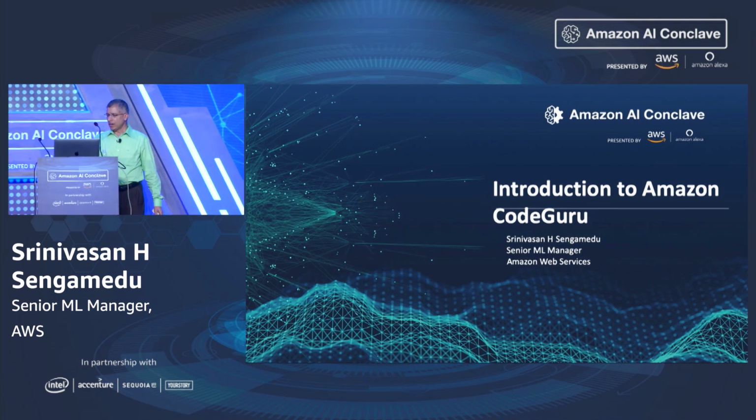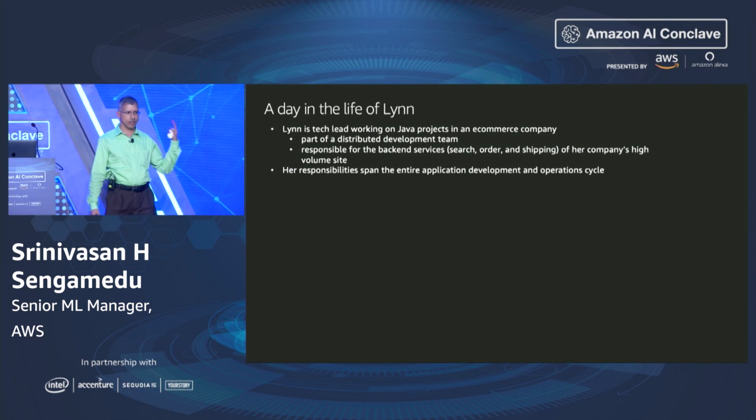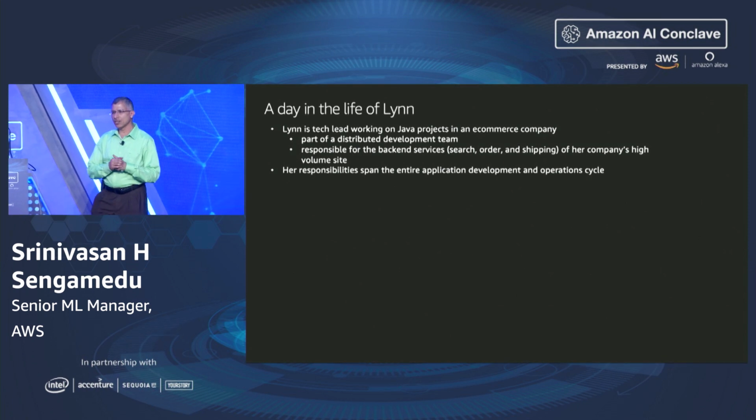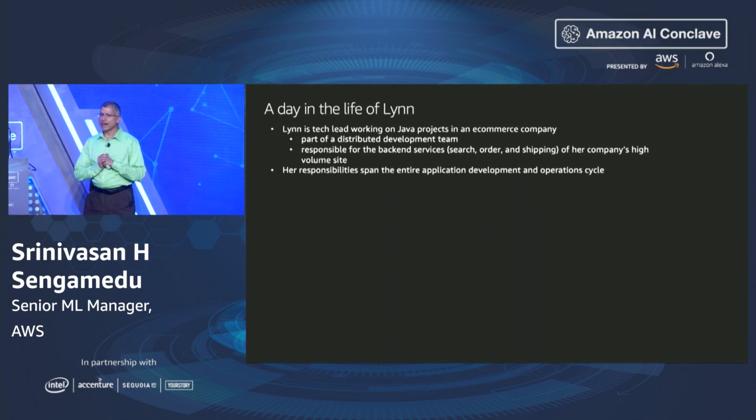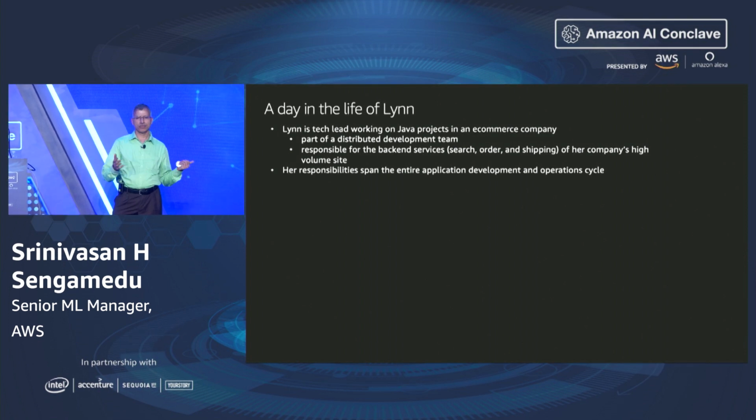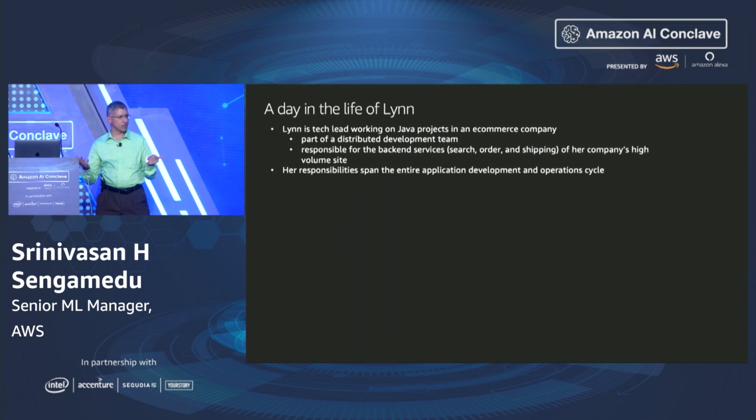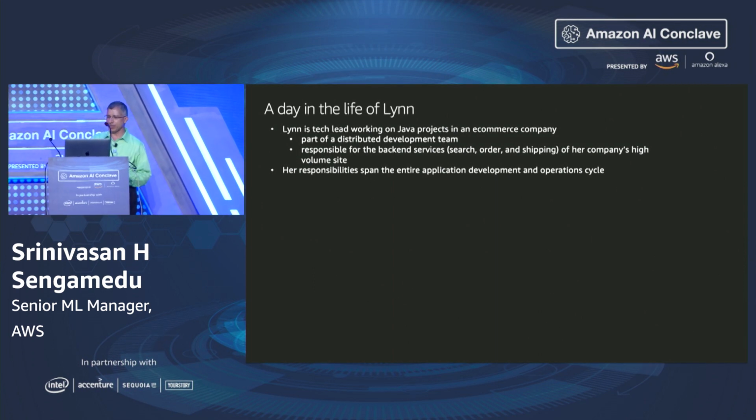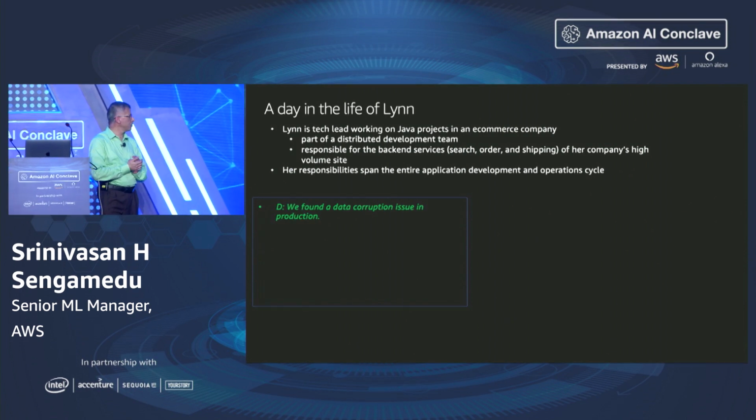Before we get started, let's look at Lynn. Lynn is a Java tech lead who is working on core backend services like search, ordering, and shipping of a high volume e-commerce site, and she is part of a distributed development team. Lynn is supposed to represent several of us in this room. I'll talk about a couple of interactions Lynn has with her team members, and it will tell us the kind of issues she's having.